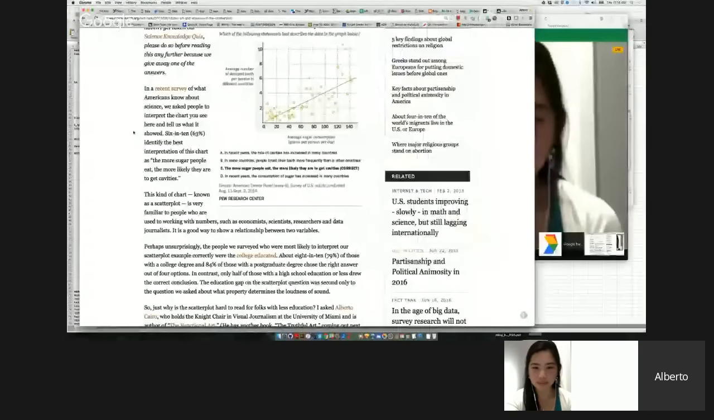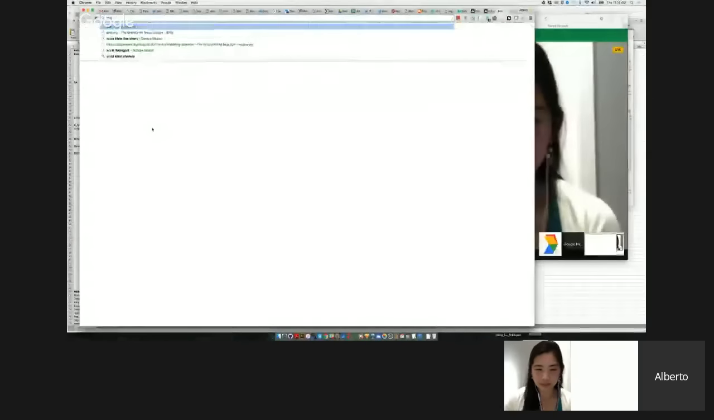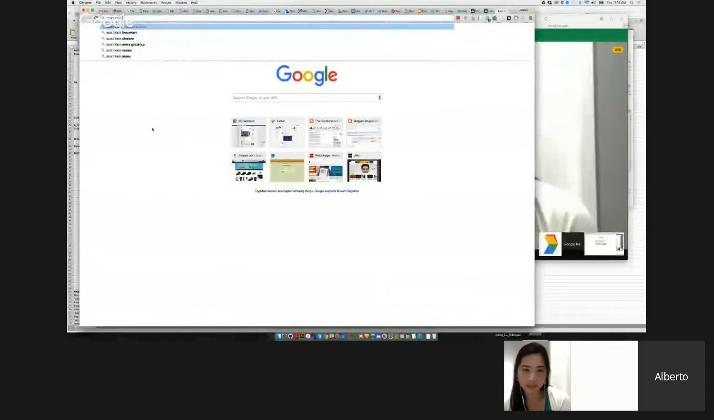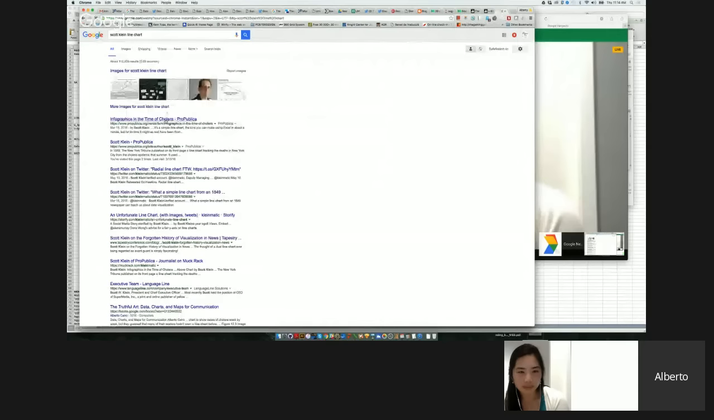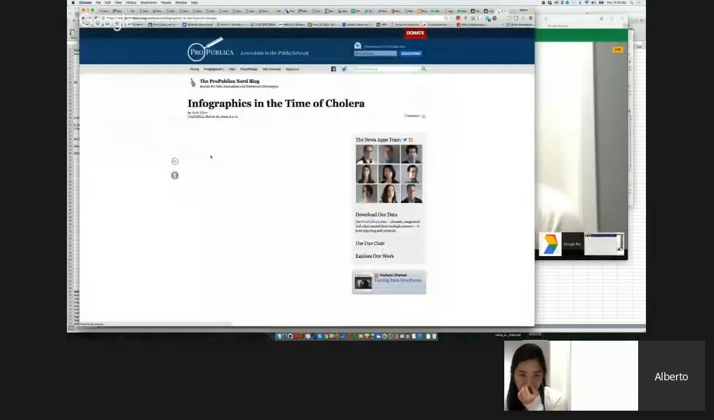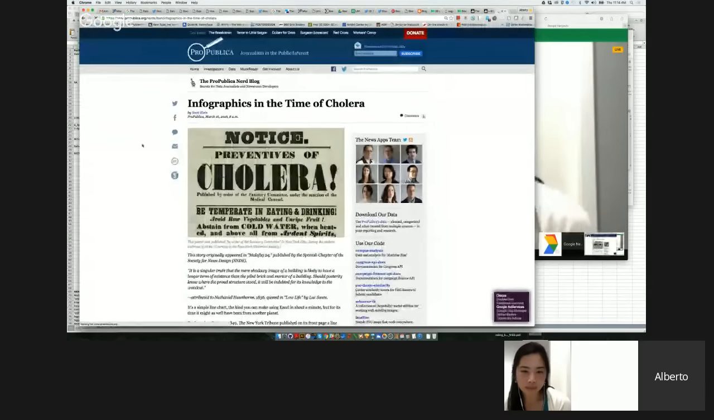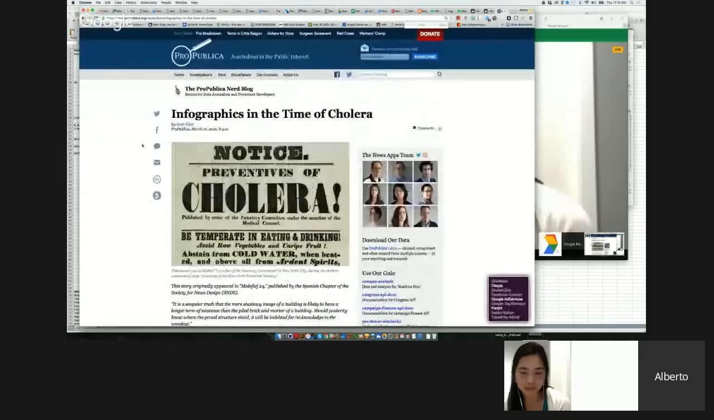Let me show another example. So the head of the news application team at ProPublica, Scott Klein, is writing a series of articles about historical visualizations. Let me just find the first one that he published. So you can find a series of articles linked from this article that I'm showing on the screen right now. So this is the first one that he published in the series.